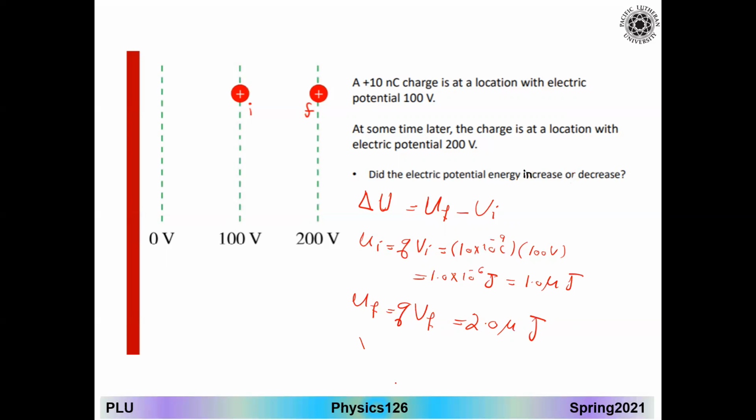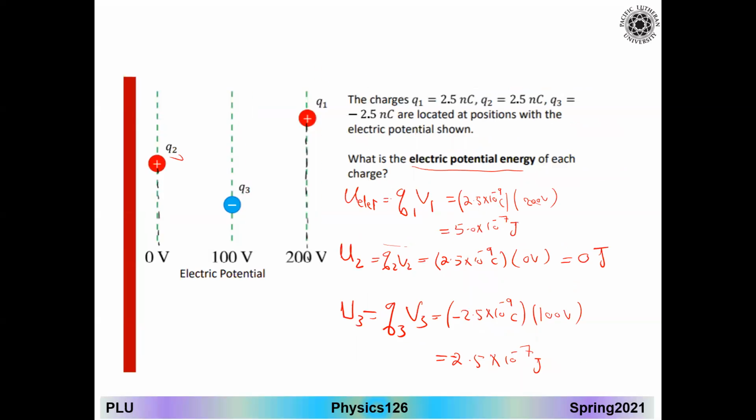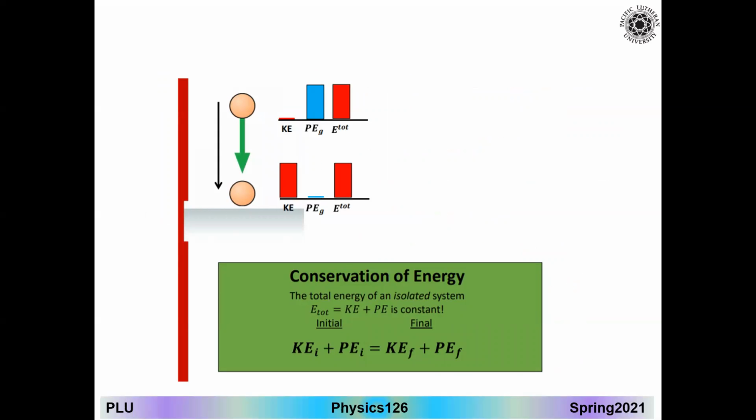Okay, now delta U, U final minus U initial, you end up with a positive 1.0 times 10 to the minus 6 joule, or microjoule. This positive means that the electrical potential energy increases. Okay. Do we have another example? Okay.